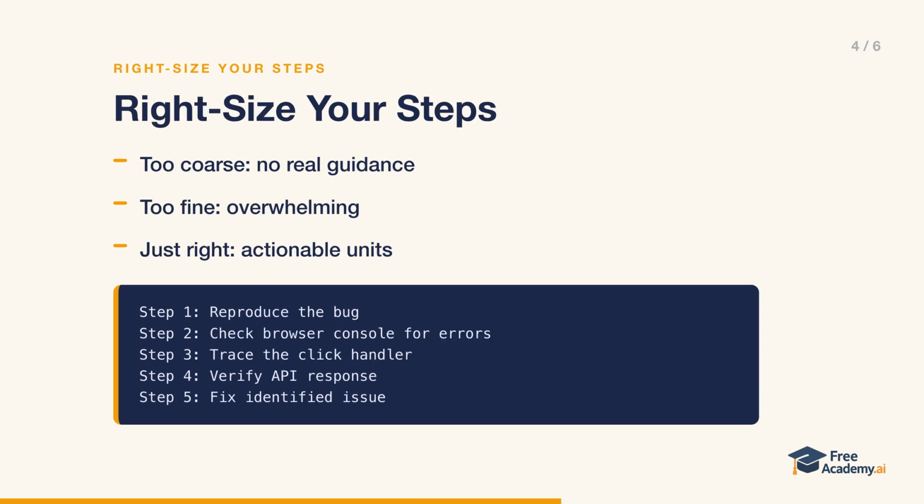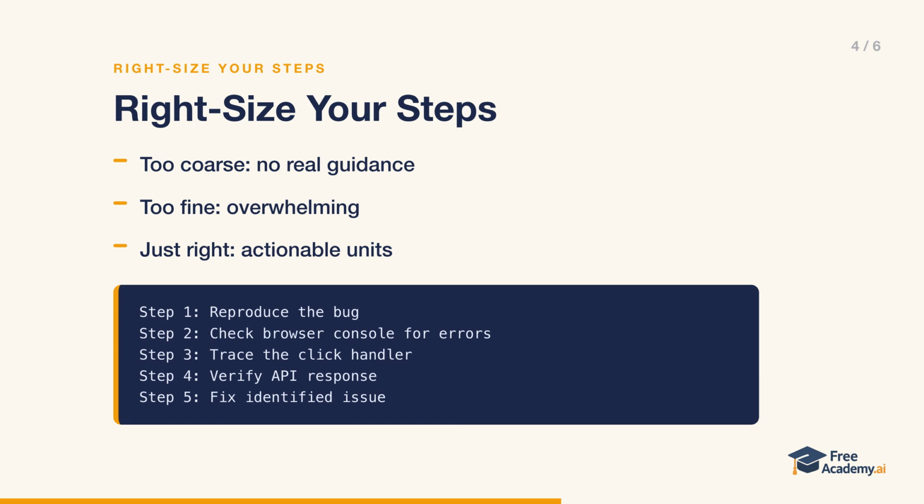Getting the granularity right matters a lot. If steps are too coarse, like analyze the problem then fix it, the AI doesn't get any real guidance. If steps are too fine, like open DevTools, click the console tab, look for red text, and 20 more, it's overwhelming and you've basically done the thinking for it. The sweet spot is steps that are actionable but not micromanaged.